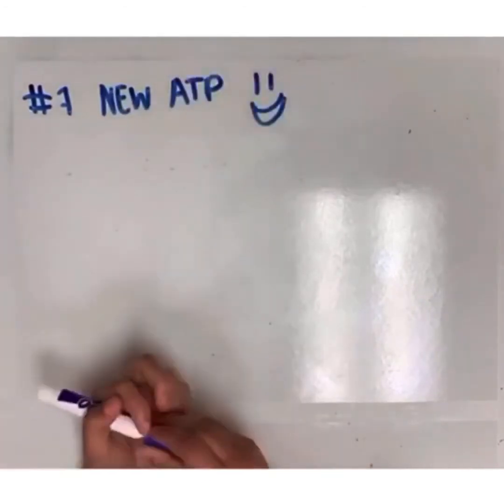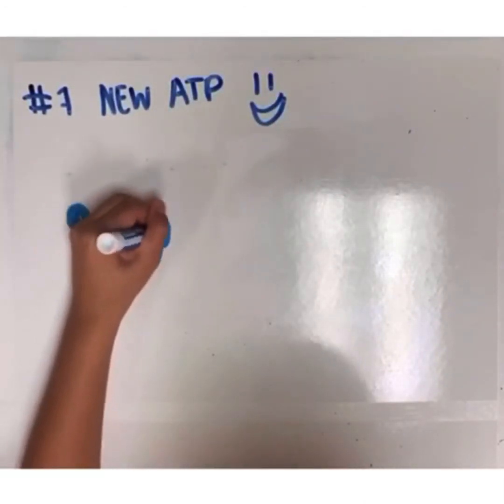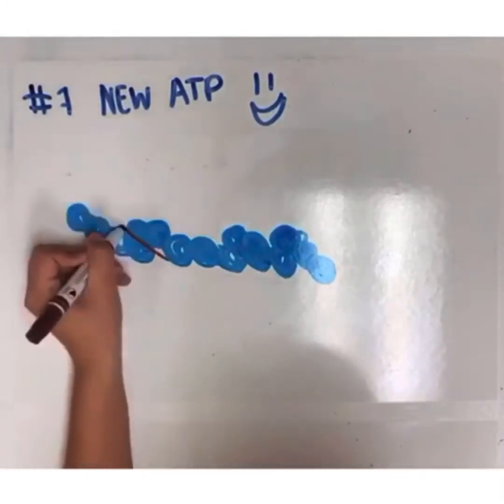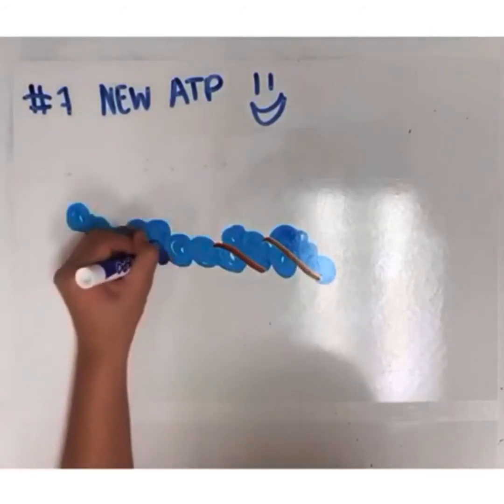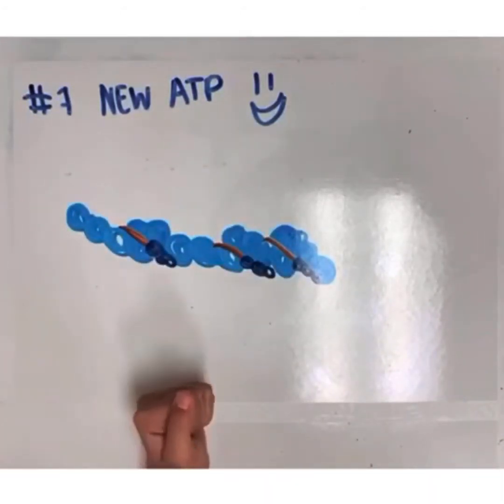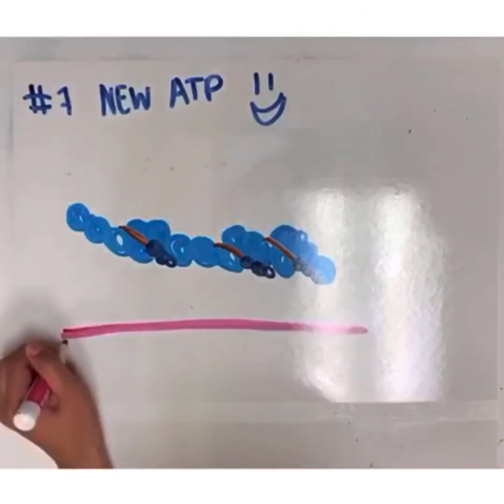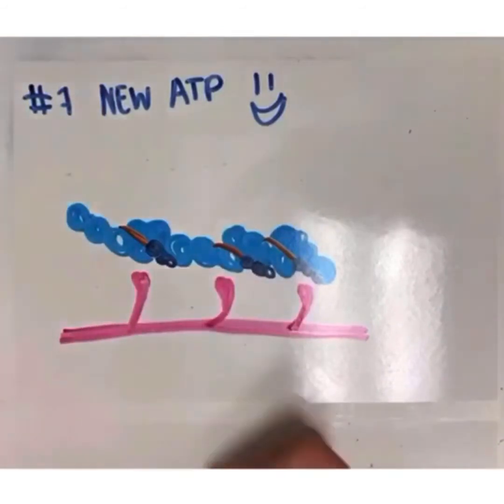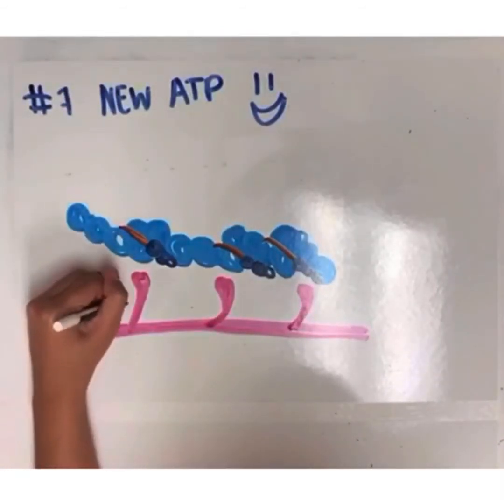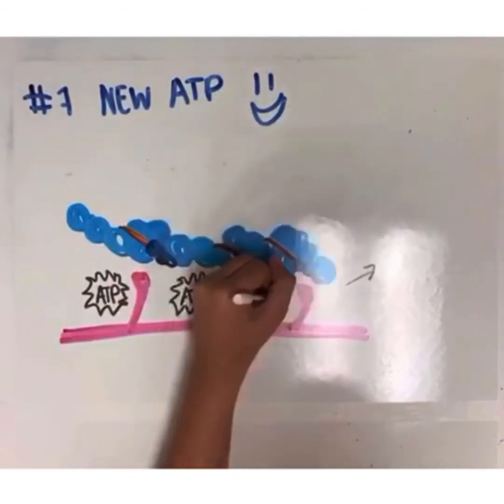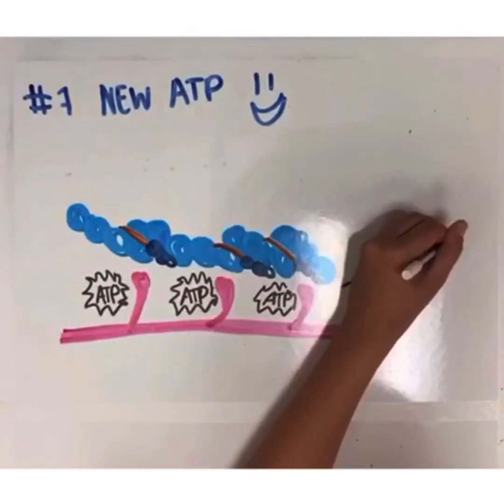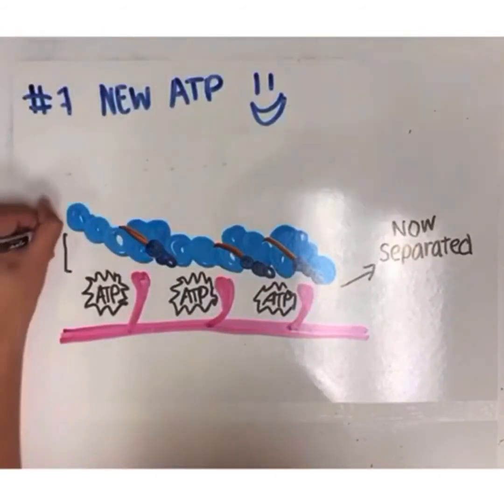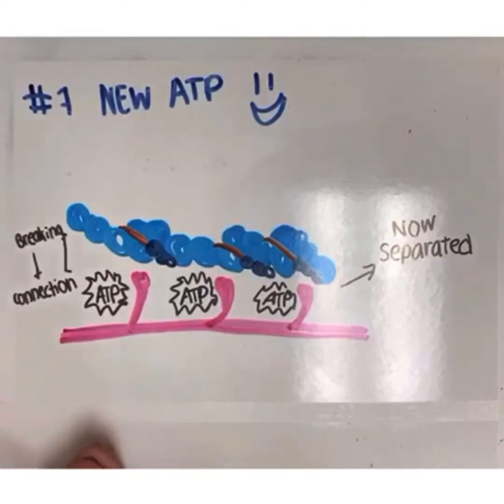Step number 7. In this step, myosin uses another ATP or energy to unbind from actin or separate from actin. In other words, remove cross bridges. Here you can see the myosin and the cross bridges and how the ATP or energy is getting separated. It also can be called the breaking connection.